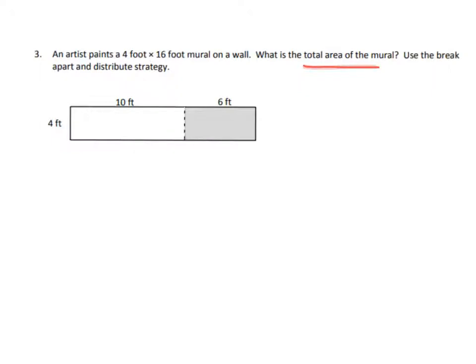So, just like we did yesterday, we broke apart either the length or the width to work with easier numbers. So I have an unshaded part, which is 10 feet by 4. So I'm going to take 4 and multiply it by 10. So 4 times 10 is equal to 40. So that is the unshaded part. Now I'm going to find the area of the shaded part, which would be 4 times 6.